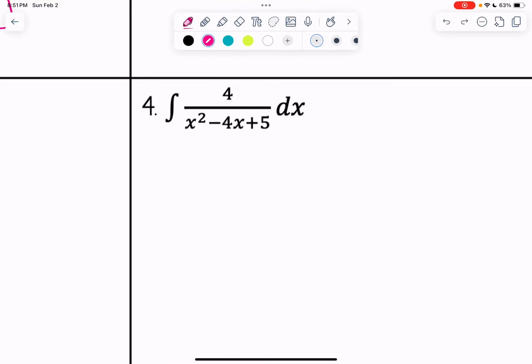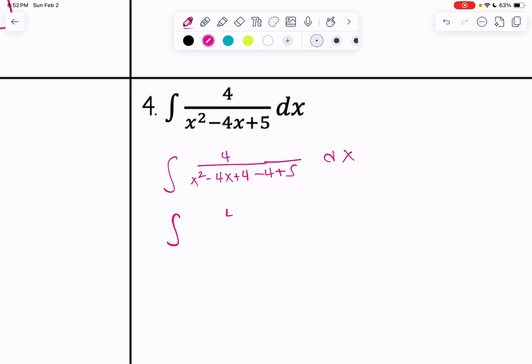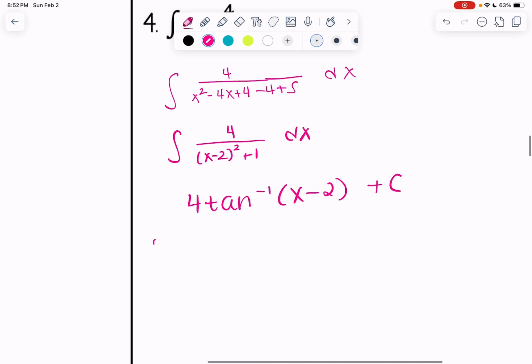Okay, number 4. Hopefully we're starting to be able to recognize those questions where we can complete the square in the denominator. So this is 4 over x squared minus 4x plus 4 minus 4 plus 5 dx. I'm going to rewrite that in the denominator as x minus 2 squared plus 1. And then my answer here is going to be 4 inverse tangent of x minus 2 plus c. And as mentioned, we could technically make inverse cotangent work in this one if that 4 becomes a negative.